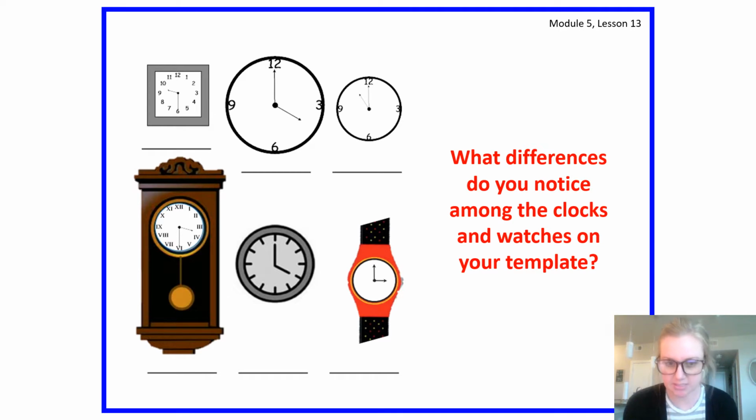What differences do you notice among the clocks and watches on your template? So look at the template that's in your packet. It looks like the one on your screen. And look at the different watches and clocks. What do you notice that's the same, and what do you notice that's different?